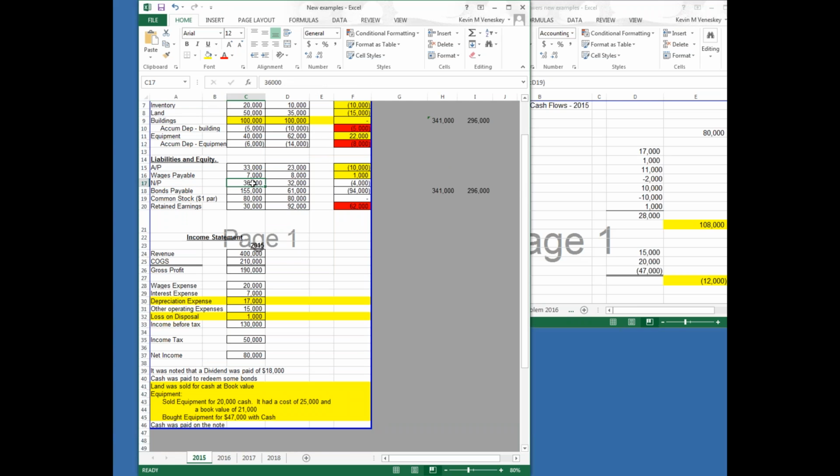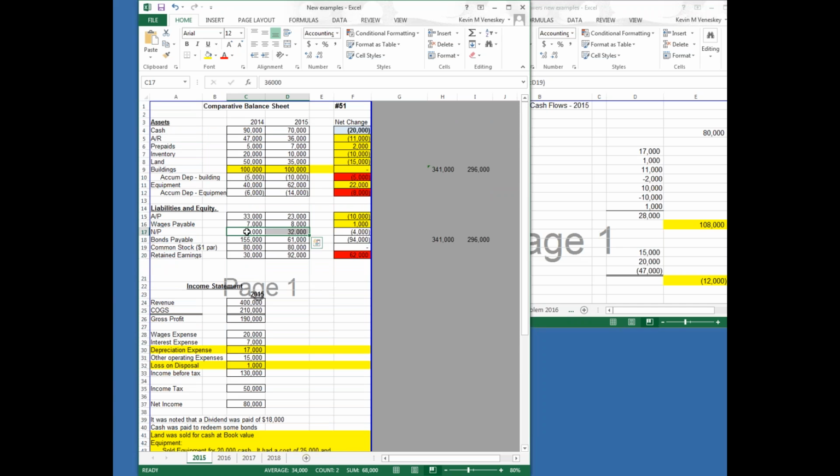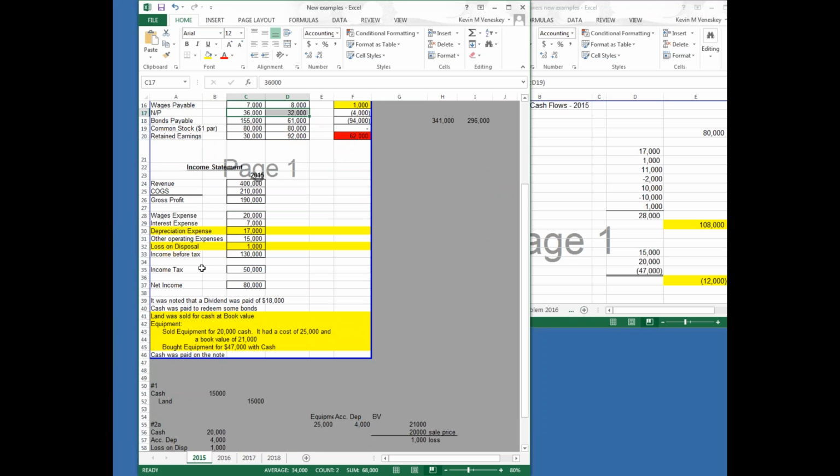Let's first look at the note payable. My note payable went from 36 down to 32. I come down to my notes. If there's a change in something, I'm going to have a note for it to say why did it change.